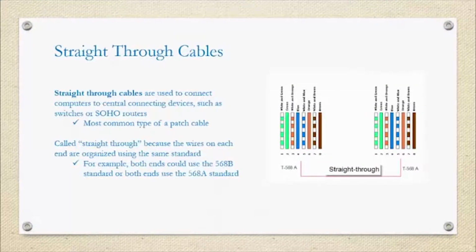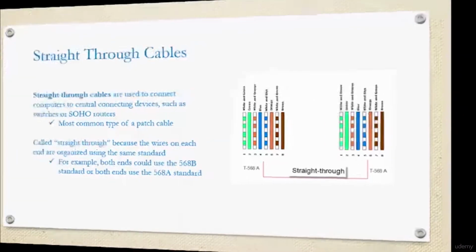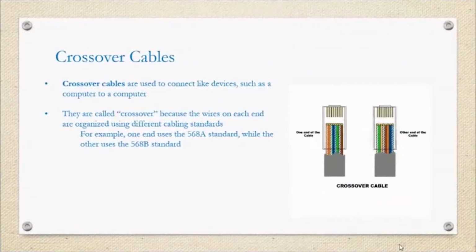So we use straight through cables to connect PCs or other devices that we use every day to a central connecting device, right? And a straight through cable is the most common type of patch cable. We also call it straight through because it uses the same standard on both ends. Now, crossover cables are used to connect like devices, right? Such as a computer to a computer, right? And they're called crossover cable because if you start at one end with the 568A standard, it crosses over to the other end to the 568B standard, right? So very easy for you to understand.